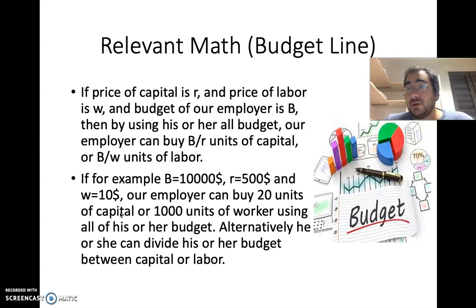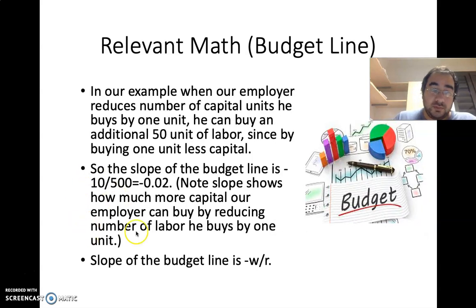So slope gives you, if you reduce the quantity of labor by 1 unit, how much more capital you can get, which is wage divided by R, which in this case is 1 over 50. Or, of course, it is negative, minus 0.02, because when you increase one, you need to decrease the other. I'm looking at capital and labor. So the slope of the budget line is minus W over R.